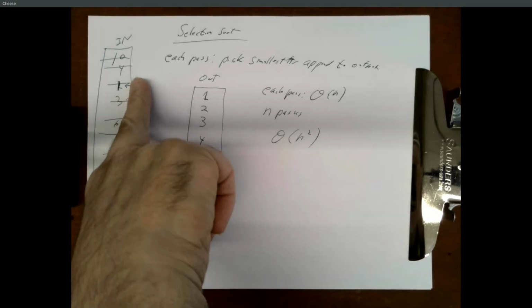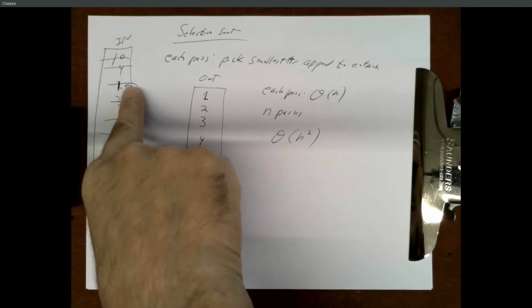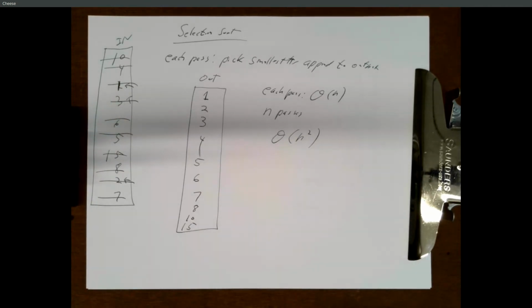So how do you pick the smallest from the list, right? You just go through, you keep track of the running smallest and its location in the list. How do you remove it from the list so that you don't look at it again? You could set it to infinity, right? If you're looking for the smallest and you have a notion of infinity, you could set it to infinity and you won't pick it again. That's one option. Other options?